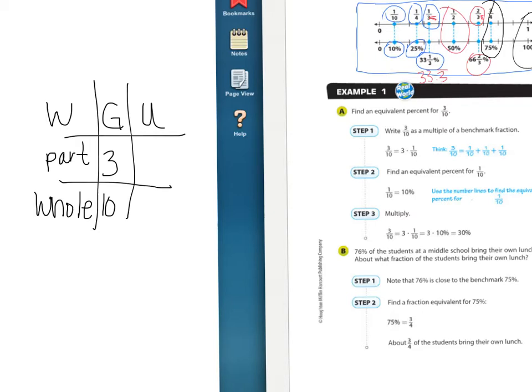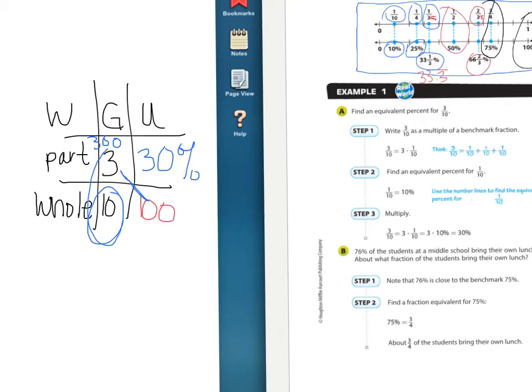Okay, so when we're talking about percent, remember the whole is 100%. So if it's 3 out of 10, how many out of 100 will that be? And remember what we do, we cross multiply and then divide. 3 times 100 is 300, and then 300 divided by 10 is 30. So it's going to be 30%.